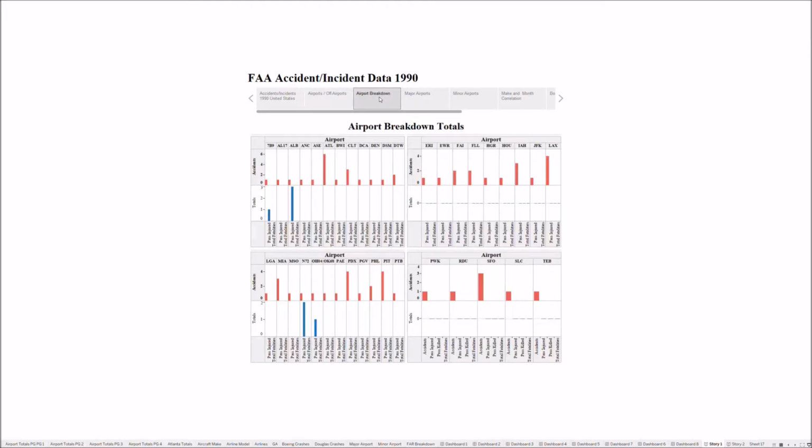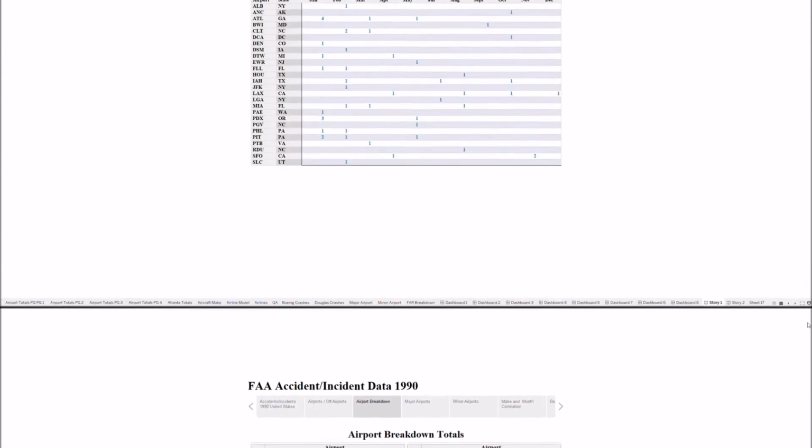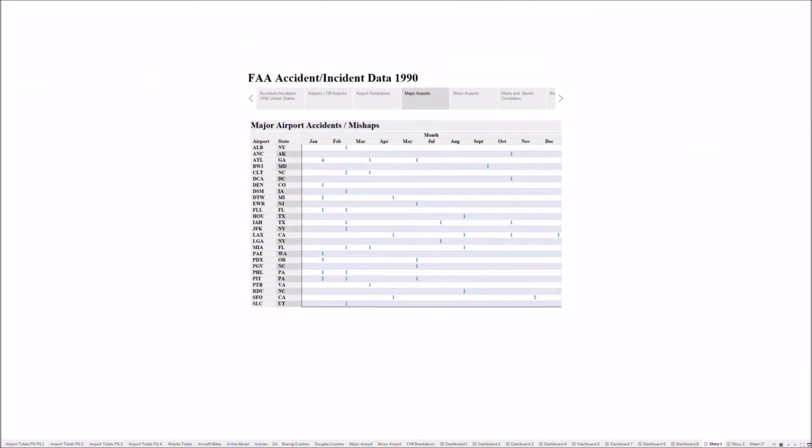When broken down into specific airports, you can see the higher incidence of mishaps at the Atlanta Airport, Houston Intercontinental, LAX, as well as some pretty significant accidents at both PDX Portland and Pittsburgh International. In this representation of the data, we look at major airports, accidents, and mishaps. Basically, we see a preponderance of the accidents and mishaps occur in both the wintertime and in the summertime, especially at Atlanta, Portland once again, and Pittsburgh.